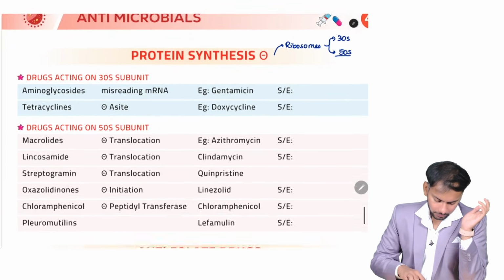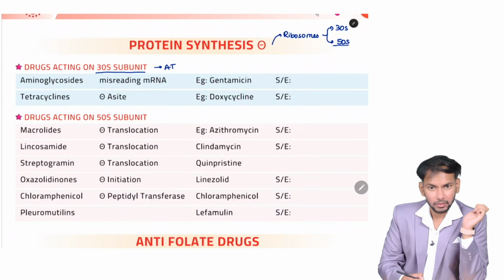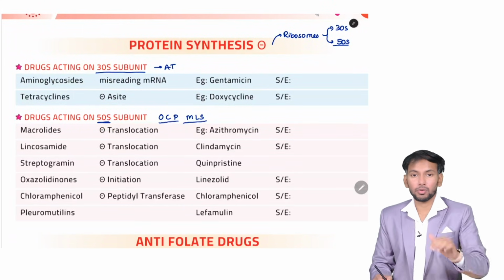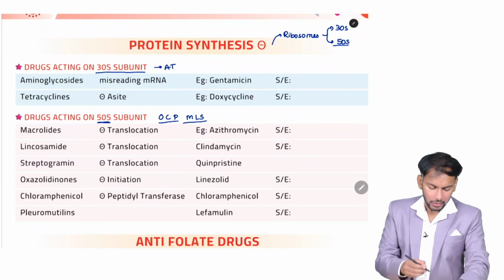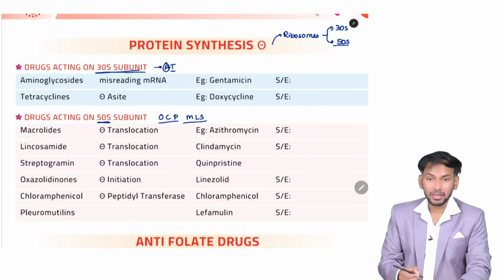Let us see. Drugs acting on 30S, I asked you to remember as ANT drugs. Drugs acting on 50S, I asked you to remember as OCPMLS. We will see what all of these are. Drugs acting on the 30S subunit: A for aminoglycoside and T for tetracycline.